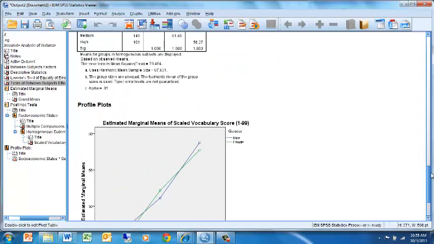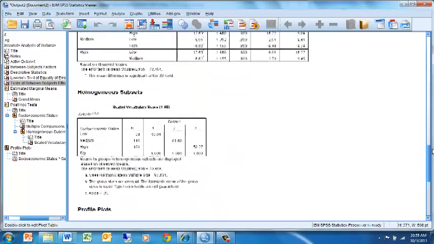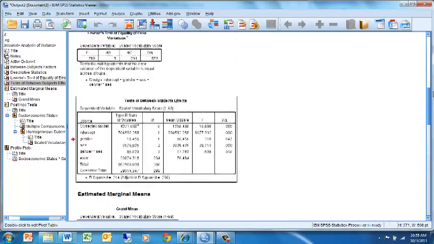And that's basically the rundown of how to interpret a factorial ANOVA.